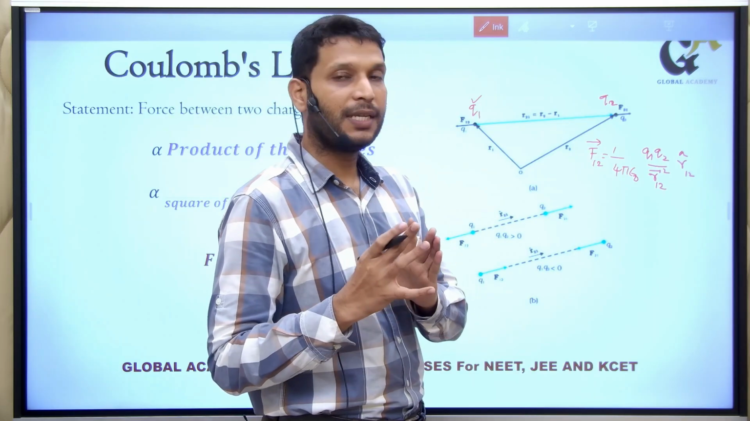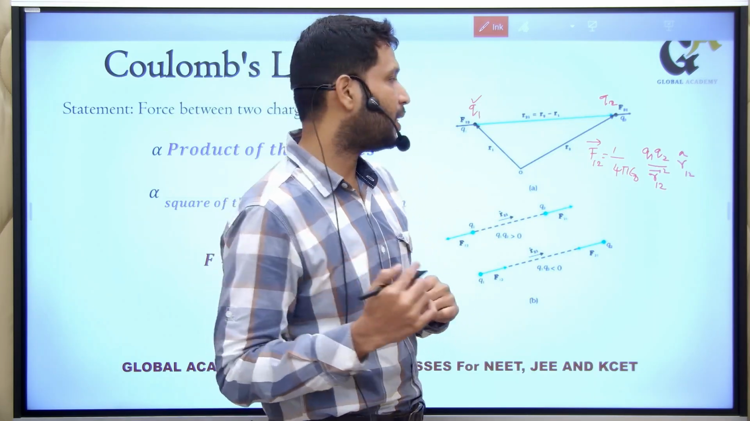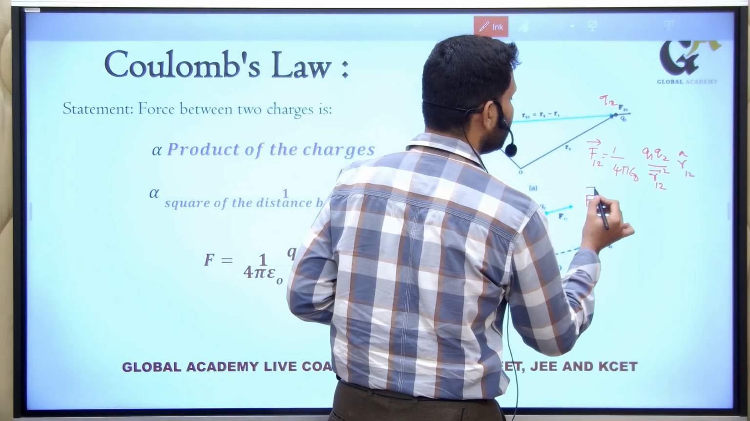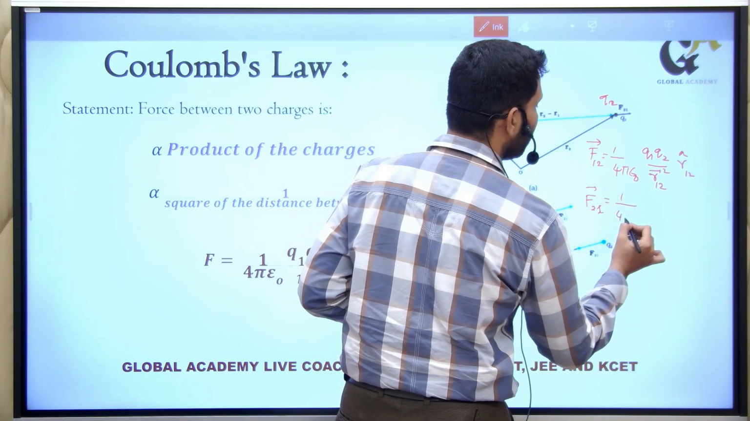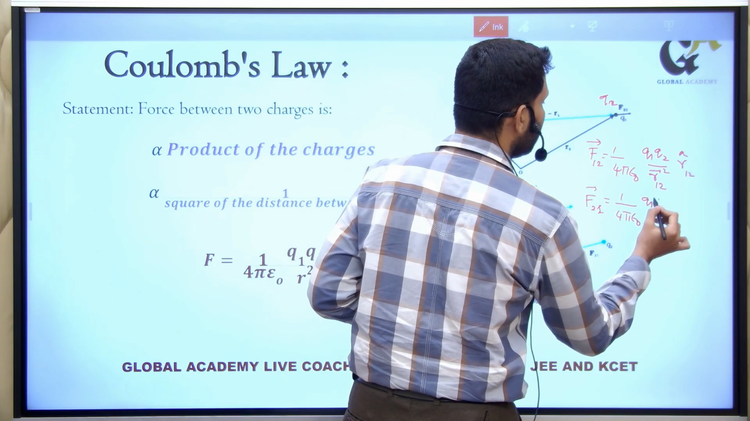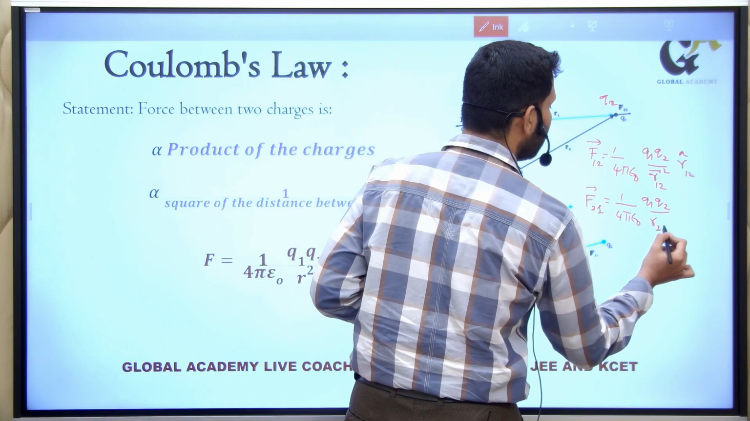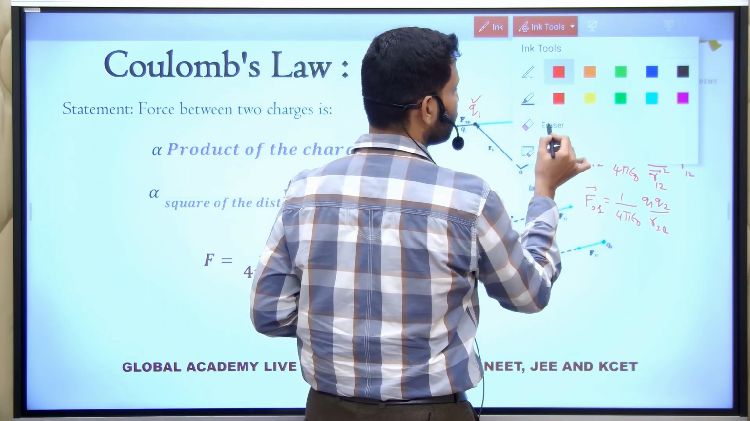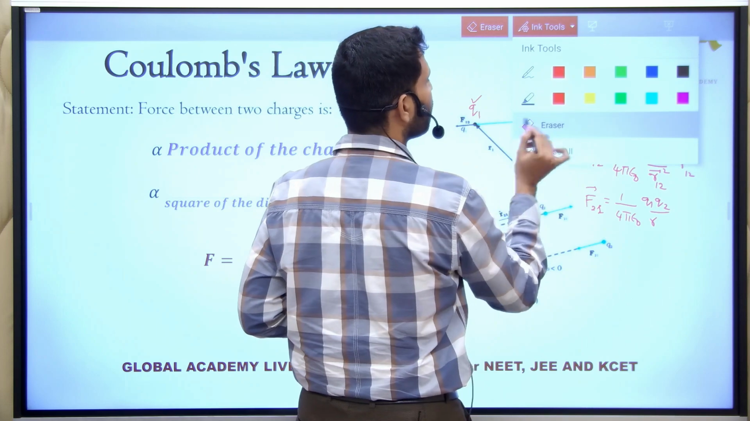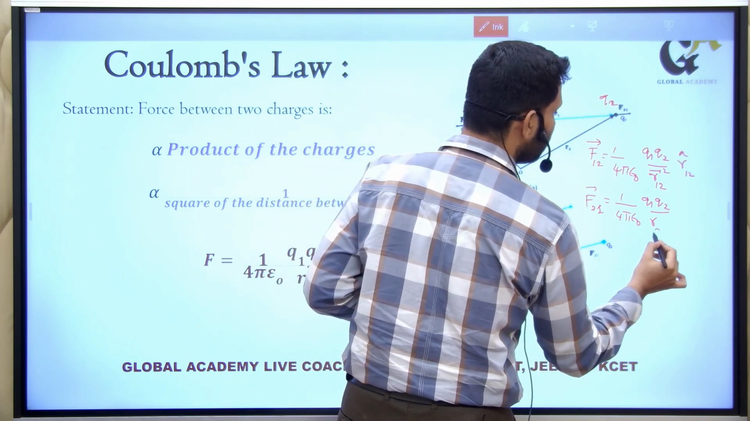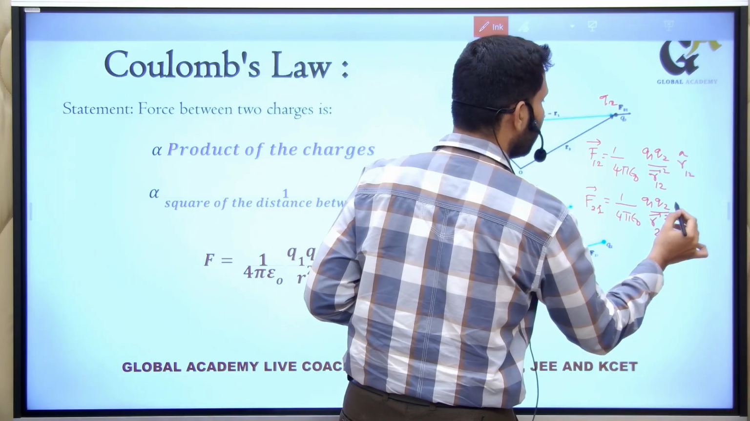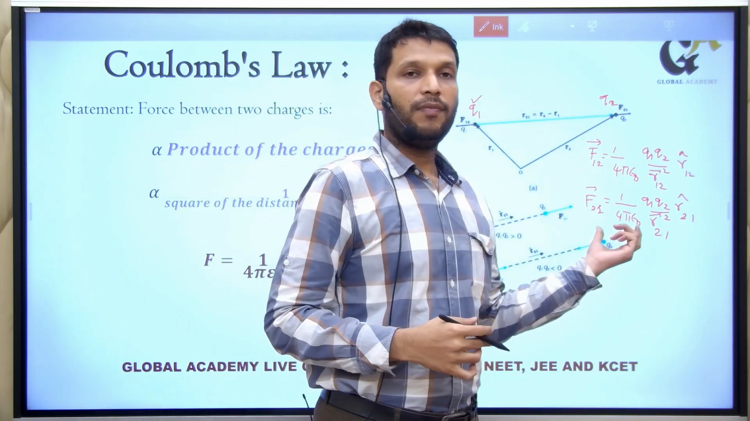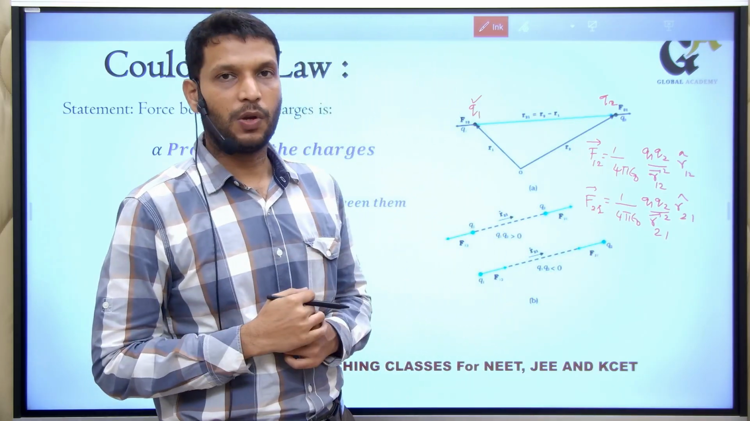Similarly, the second charge also gets affected by the first charge, right? That is, the force on the second charge due to the first charge is represented by the formula 1 divided by 4 pi epsilon naught Q1 Q2 divided by r21 vector square into r21 cap. So this is the vectorial form of Coulomb's law.